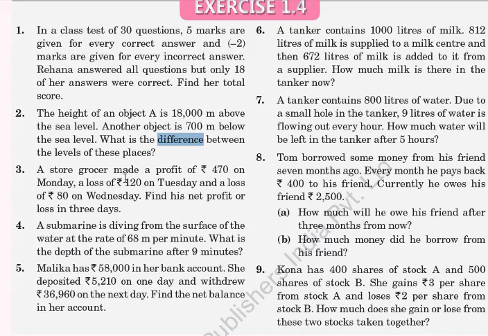Now in question number 3, the store grocer makes a profit of rupees 470 on Monday. So the plus sign will be there because the word profit is coming here, which we will give the plus sign, plus 470. And there is a loss. Loss means we'll be having what? A minus 120 on Tuesday. Again there is a loss, the word is coming, that means minus 80. So you add both the negative signs.